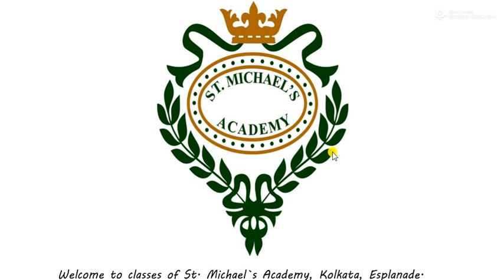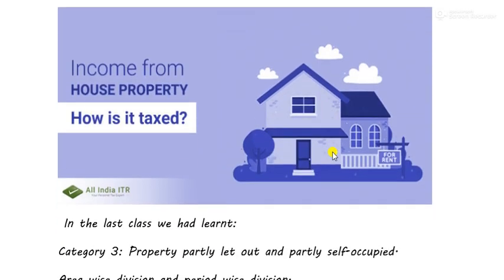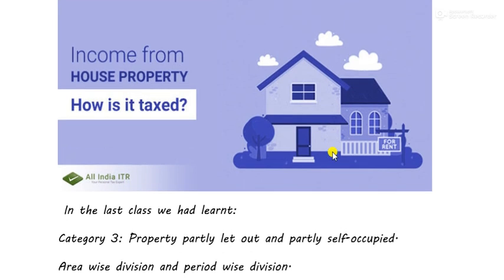We were doing income from house property, and in the last class, we had done category 3, property partly let out and partly self occupied, under which the property was divided in two divisions. First one was period wise division, and the second was area wise division. And I taught you how to compute the income from house property for each of the cases.